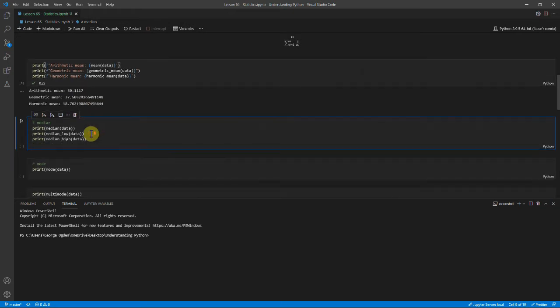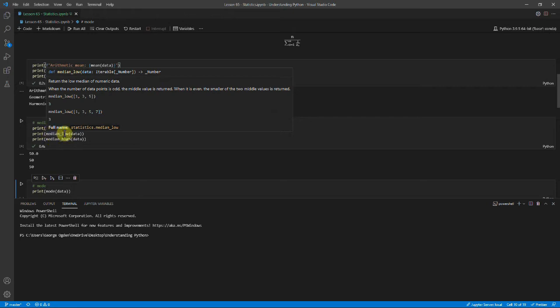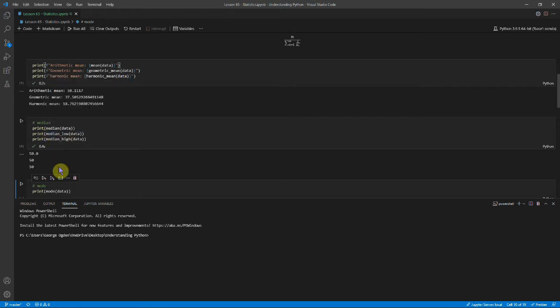We can also calculate the median of the data, and you'll see that the median is 50.0, but the median low and the median high are also 50. What that means is when there's an even number of values, so here there are 10,000, usually when you calculate the median, you take the mean of the two middle values, and that's where you've got 50.0. However, when we ask for the median low, we want the lowest of the two medians, and here we want the highest.